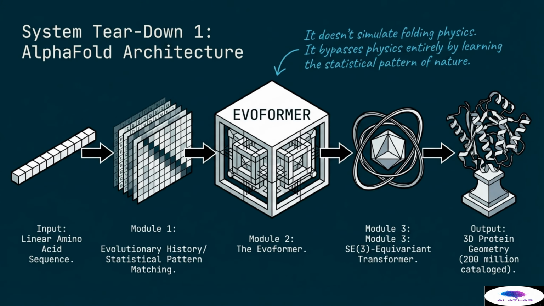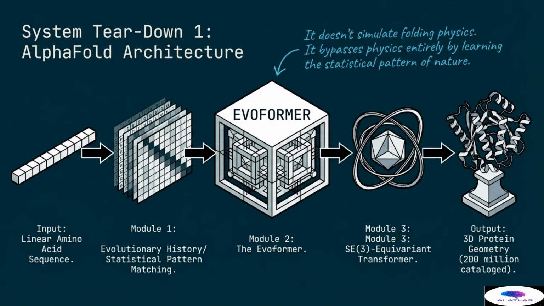The fourth page provides a system teardown of the AlphaFold architecture. This system represents a major shift in how we approach science. It does not simulate folding physics in the way a human would by calculating every force and bond. Instead, it bypasses physics entirely by learning the statistical patterns of nature. The process begins with an input of a linear amino acid sequence, which is then fed into Module 1 for evolutionary history and statistical pattern matching.